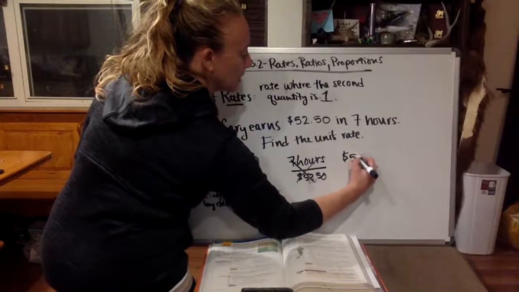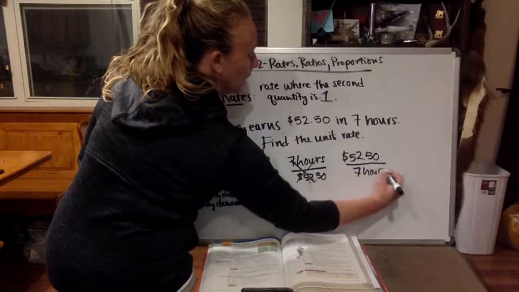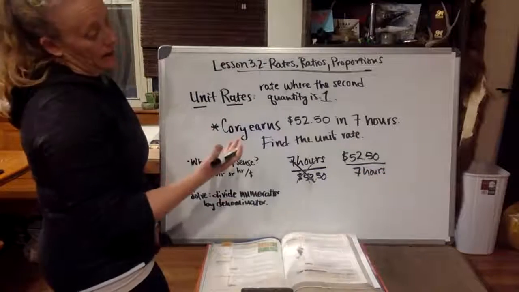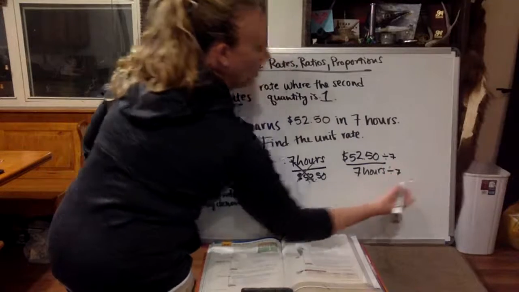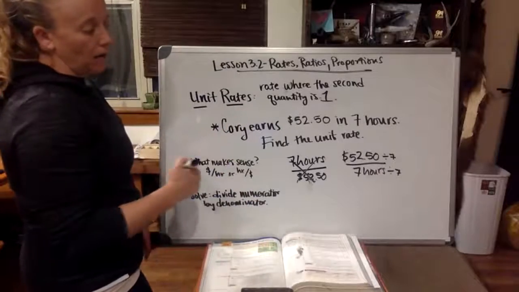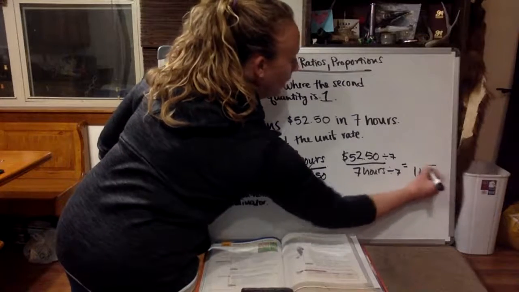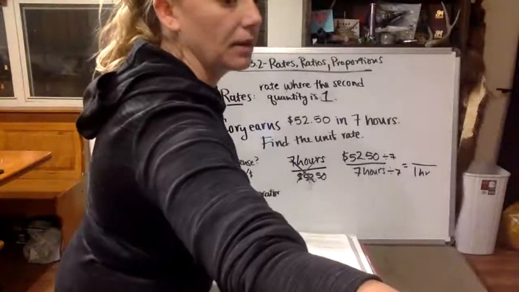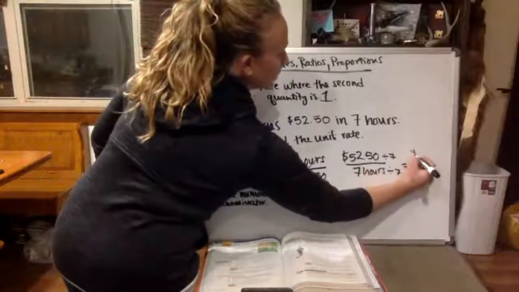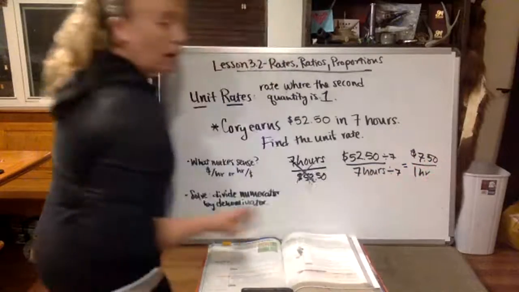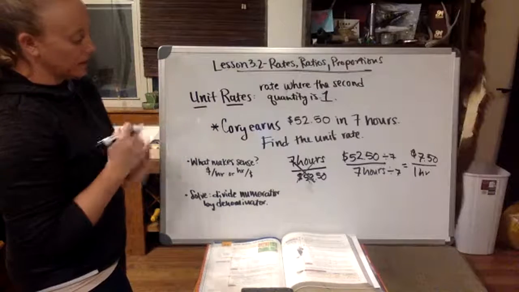Or we can set this up and say $52.50 per 7 hours. And essentially then we are going to divide by 7 on the top and the bottom. So we're trying to get 1 hour out of the new denominator. So 7 divided by 7 would be 1 hour. And then we'd have 52.50 to divide as well. I'm going to divide that really quickly with my calculator. And I get $7.50 per hour.